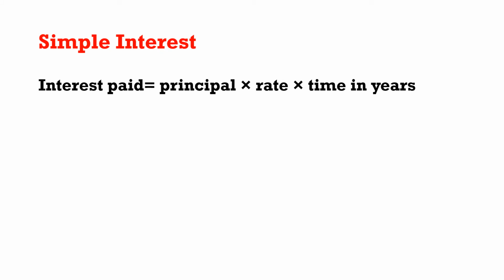How to calculate simple interest? Interest paid will be principal times the rate times the time in years. The principal amount is the amount that the bank or whoever is lending gives you. The rate is the percentage that they charge on it. It could be 10%, 5%. Time in years could be in months, and then you convert it into years.